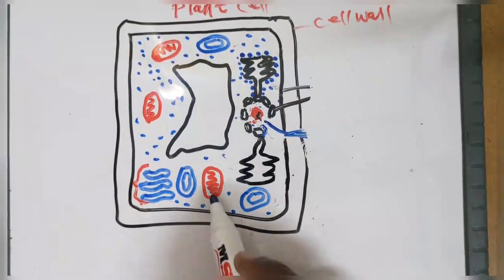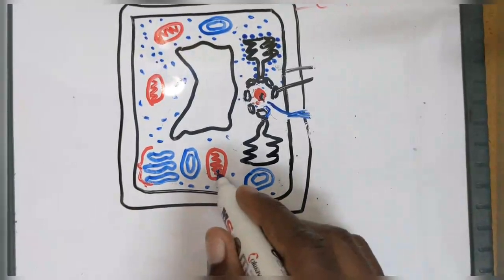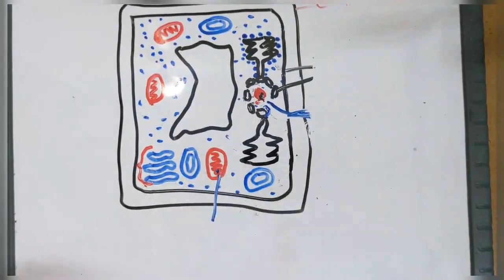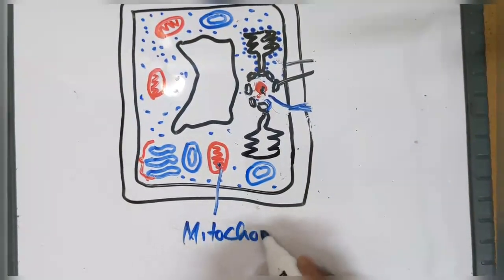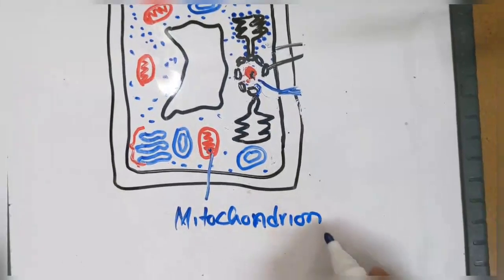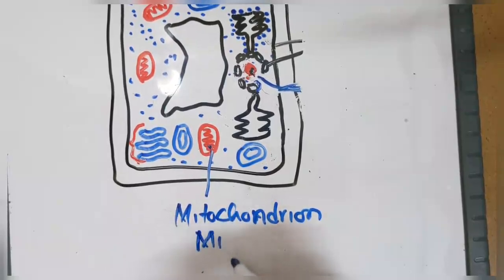So there is this red part of the cell. It is called the mitochondrion. Then in plural, they are called mitochondria.